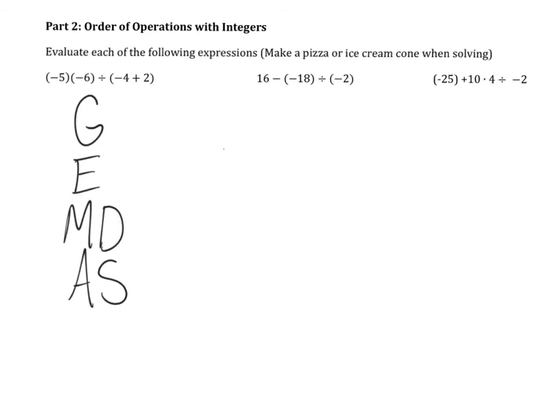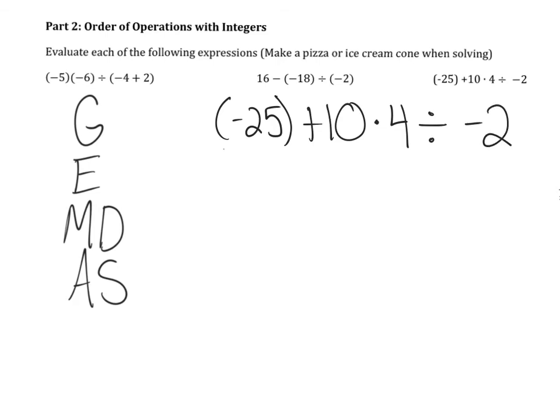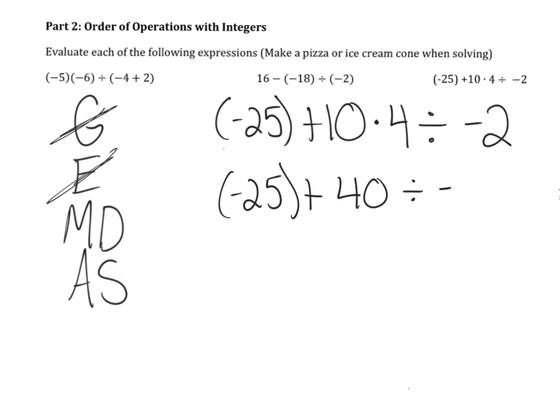Okay, we are on the last problem of order of operations. So we have negative 25 plus 10 times 4 divided by a negative 2. So first thing, no grouping again, no exponents. So now multiplication, division, left to right. There's multiplication. It is the first thing on the left. So I'm going to do negative 25 plus 10 times 4 is 40 divided by a negative 2.